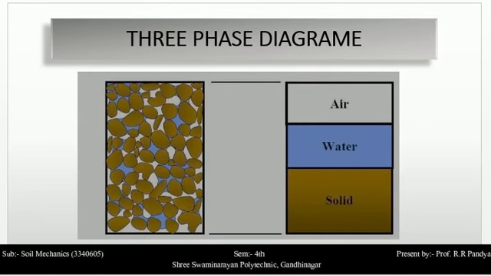Next, see here the three-phase diagram. So it will be seen like this. You can see here soil solids, there are too many air voids. Some voids are filled with water and others are filled with air content. Clear?